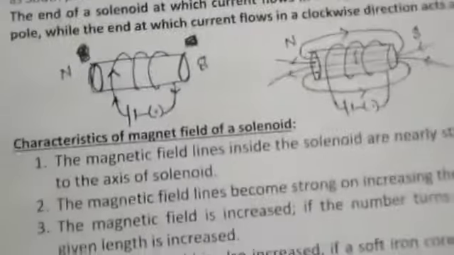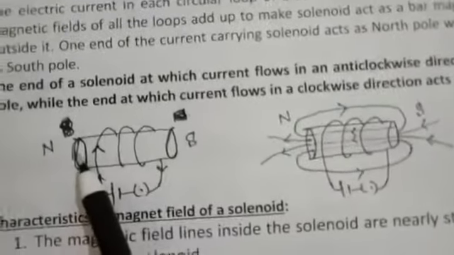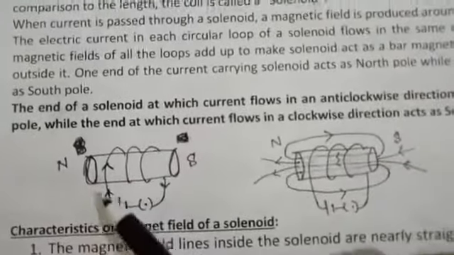Now this is a solenoid. As the diagram can be explained properly, it is a hollow cylinder on which insulated copper wires are wound.